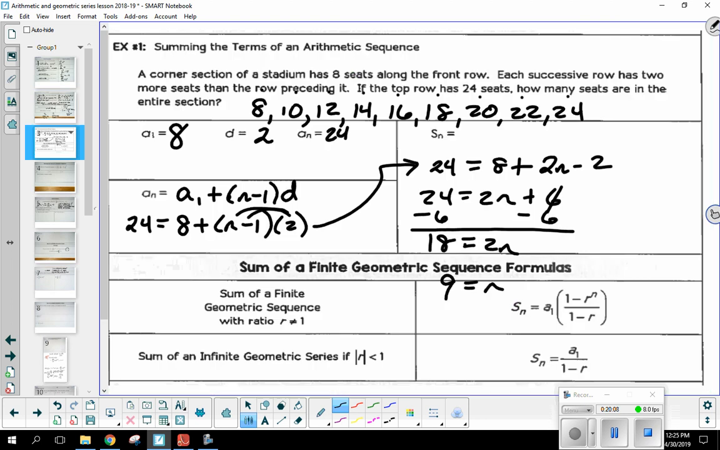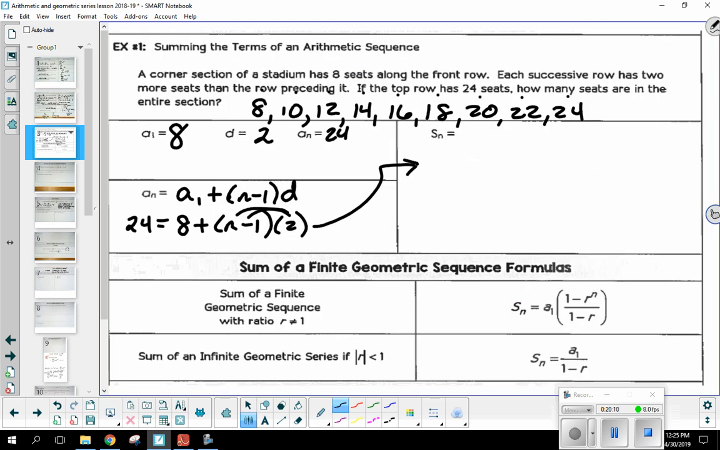So let's see here. S sub n would equal n divided by 2 times a sub 1 plus a sub n. So we're adding 9 terms. So S sub 9 equals, remember, n equals 9, right? So that's 9 halves times the first term, which was 8, plus the last term, the 9th term, which was 24.